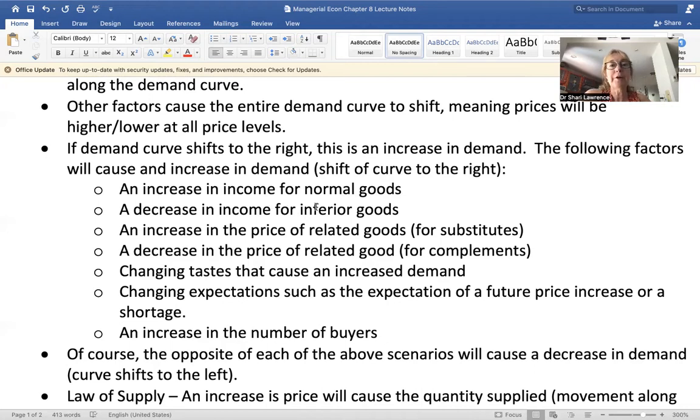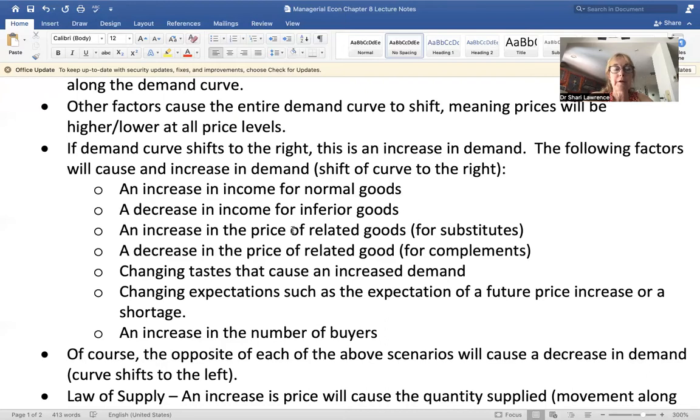Not in our area, beans and rice, we like beans and rice, but in a lot of other areas of the country, beans might be considered an inferior good. So your demand for inferior goods is going to go up if you have a decrease in income. Those are things you don't want to buy if you have a good income. Okay. Third, an increase in the price of related goods for substitutes.